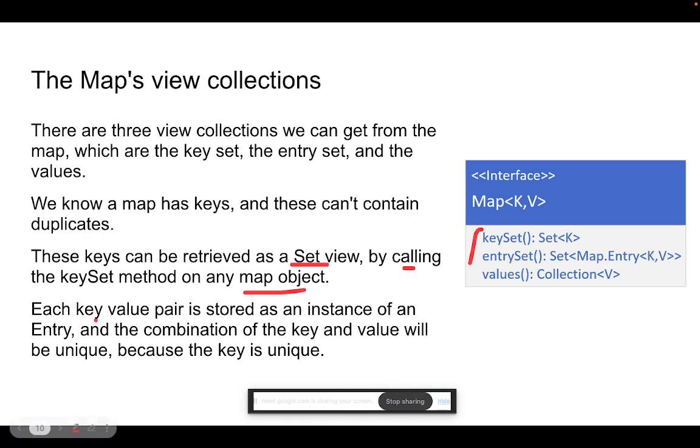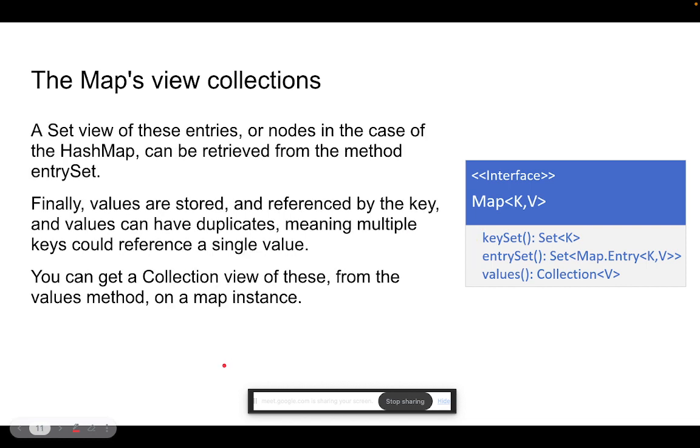Each key-value pair is stored as an instance of an entry, and the combination of key and value will be unique because the key is unique. We'll see that more when we start doing it, but I'm just trying to give you an overview of what we're going to do in the next 30-40 minutes. Now these set views, which return a set as the output, can be retrieved using the entry set method. Using the entry set method, I can extract these entries, any of these entries or nodes.